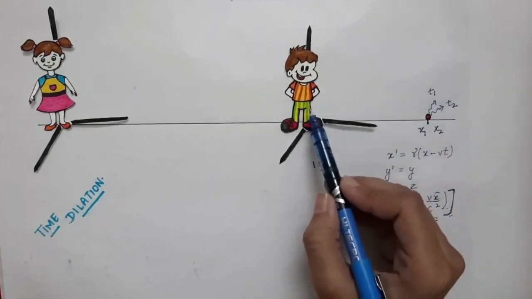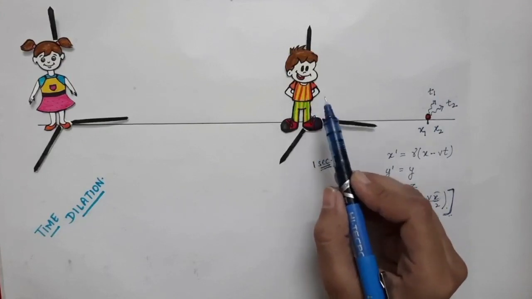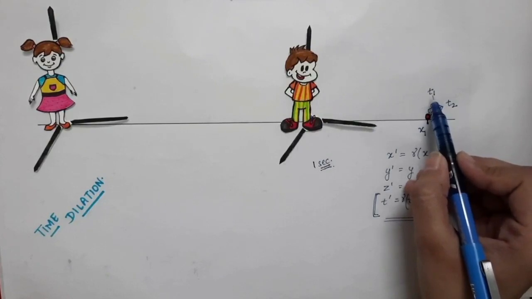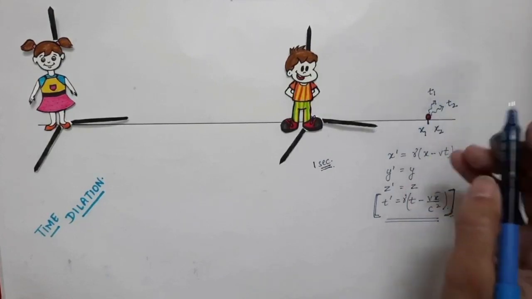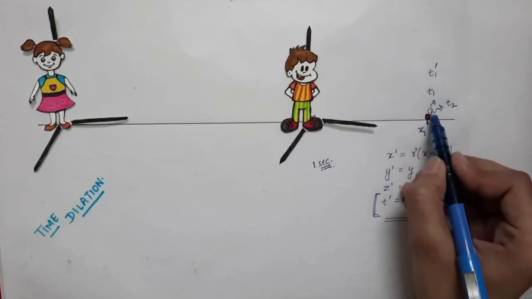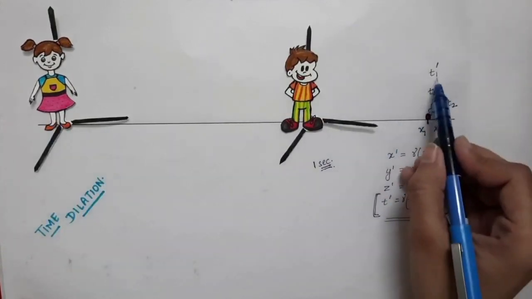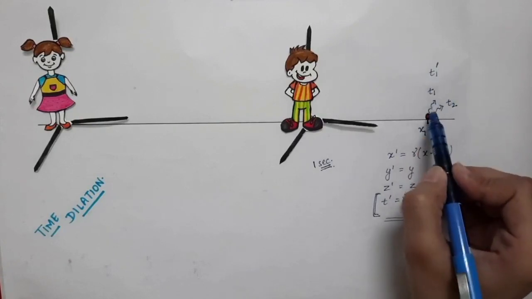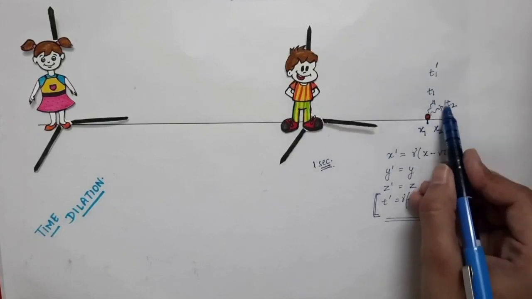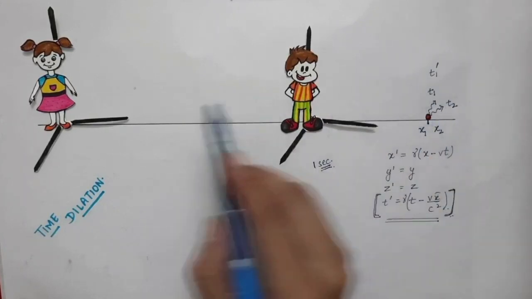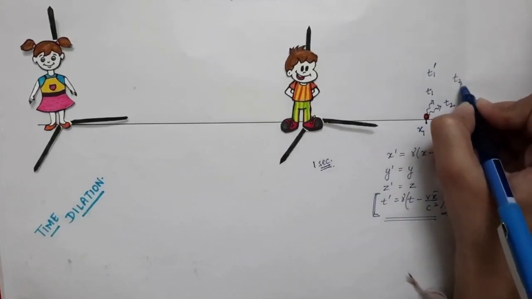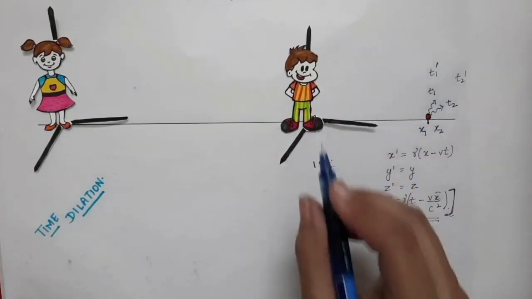So according to your friend, or you can say in the sigma prime frame, in the moving frame, let's say the time at which the first event occurs is t1 prime. So t1 is the time of the first event with respect to you, but t1 prime is the time of the same event with respect to your friend. And similarly, t2 was the time of the second event with respect to you, but t2 prime is the time of the same second event with respect to your friend.